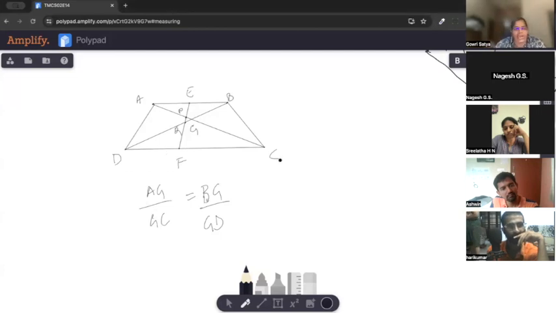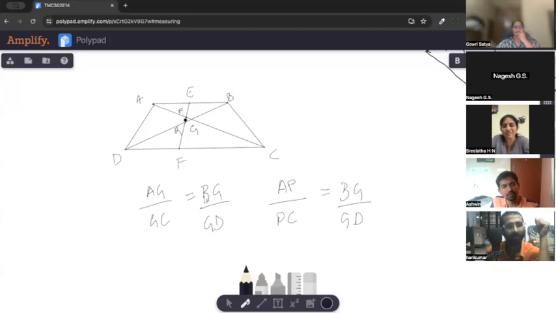Next you have said AP by PC is equal to BG by GD. How did you get that? Oh, now I don't know how I took this. AP by PC equals... I don't know how I took this. These are parallel lines. Yes, right.